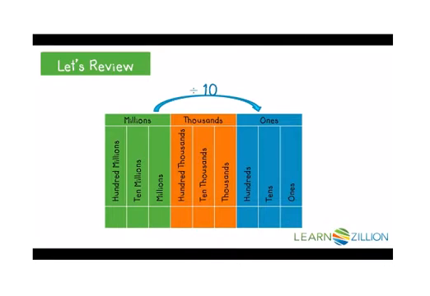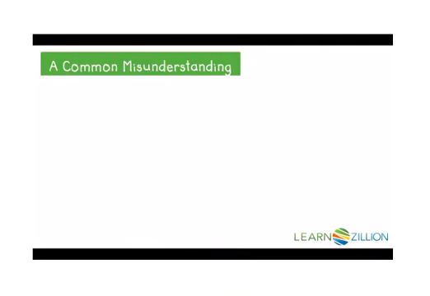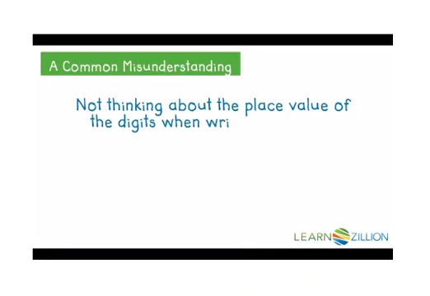A common misunderstanding that students have is not thinking about the place value of the digits when writing numerals. For example, thinking that 16 hundredths is written with a 16 to the left of the decimal point and 100 to the right of the decimal point. That would indicate 16 and 100 thousandths. 16 hundredths is written with a 16 to the right of the decimal point because it's a fractional amount of one whole.